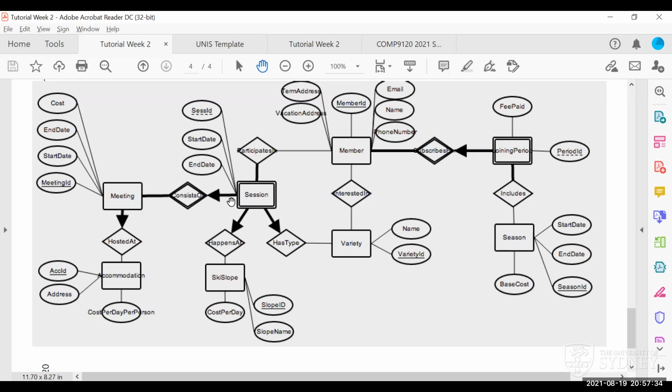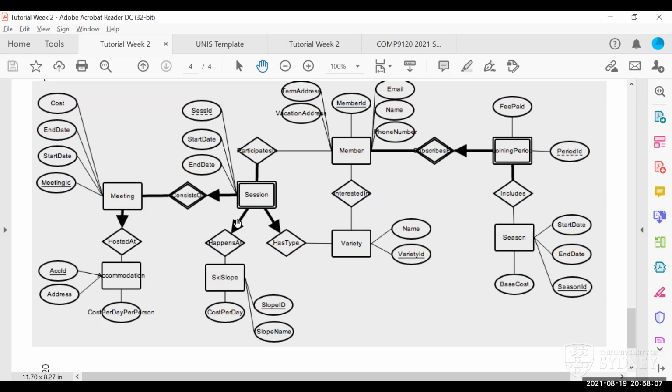A ski trip consists of multiple sessions, where each session can have a type of variety and also occurs at a different ski slope, right? So the ski slope could be piece X, Y, or Z. And then you can see here as well, a meeting is hosted at an accommodation. Because the system is used to hold an event, right? Hold a meeting or organize a ski trip. So this is why we need to capture information about the meeting or about the ski trip.